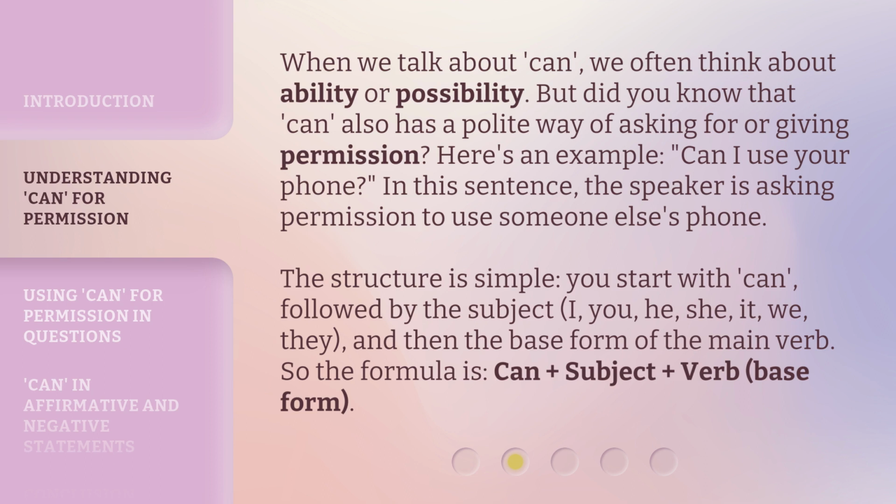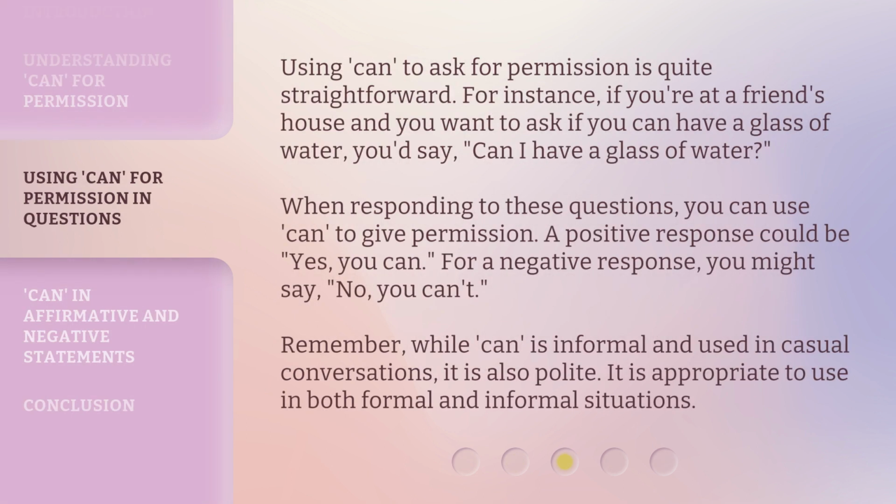The structure is simple. You start with can, followed by the subject. I, you, he, she, it, we, they, and then the base form of the main verb. So the formula is can plus subject plus verb, base form. Using can to ask for permission is quite straightforward.